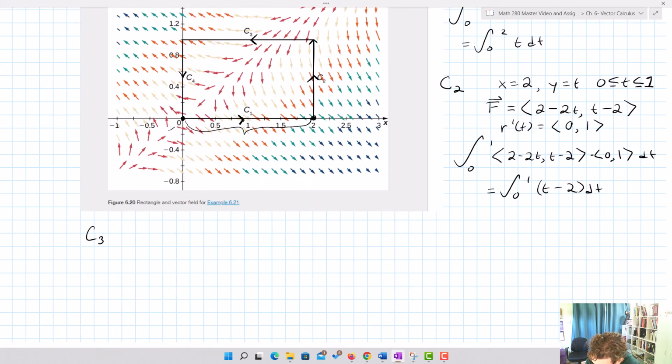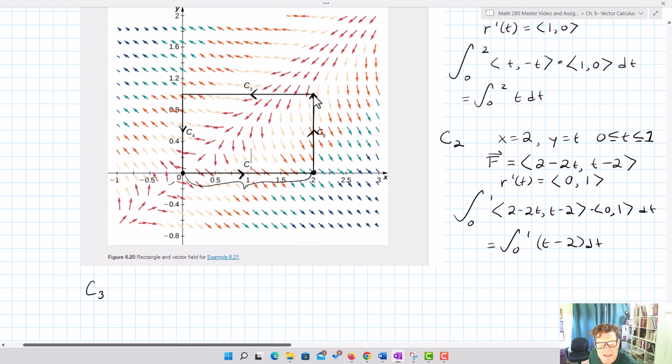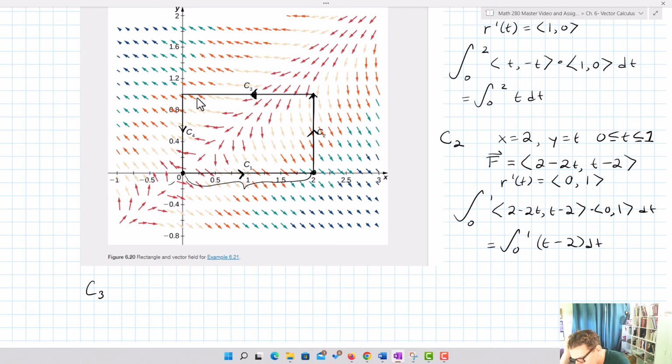So now I've got C3. Notice that if we were to go in the direction that it's oriented in, we'd get a slightly more complicated parameterization. The simple parameterization is actually going here in the clockwise direction.